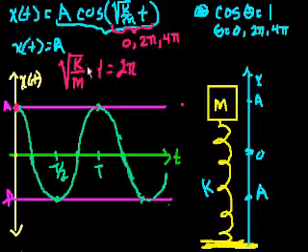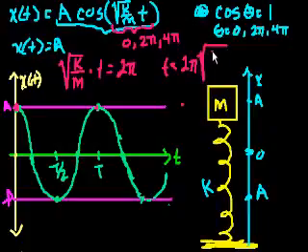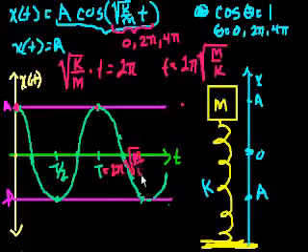Or another way of thinking about it is, let's multiply both sides of this equation times the inverse of the square root of k over m, and you get T is equal to 2 pi times the square root of, it's going to be the inverse of this, right, of m over k. And there we have the period of this function. This is going to be equal to 2 pi times the square root of m over k.